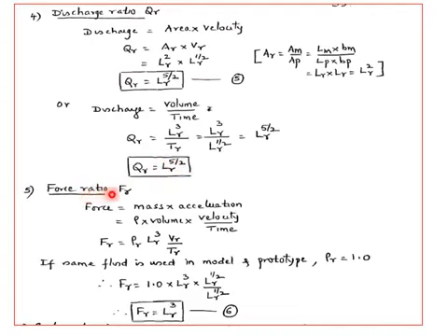Now coming to the force ratio, it is mass into acceleration. So what is force? It is nothing but rho into LR cube into VR by TR. But if the same fluid is used in the model and prototype, suppose water is used here, then rho R is always 1. So therefore we can write it as LR cube. What is VR? It is LR to the power of half. What is TR? It is LR to the power of half. Therefore the force ratio is LR cube.